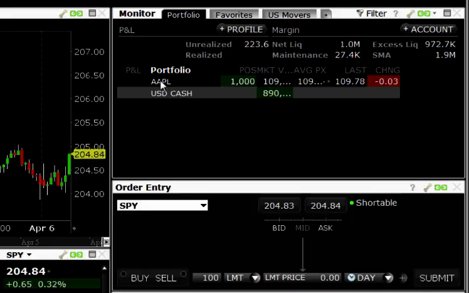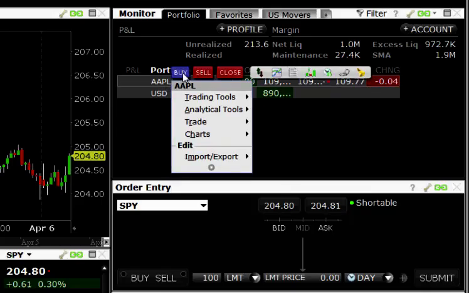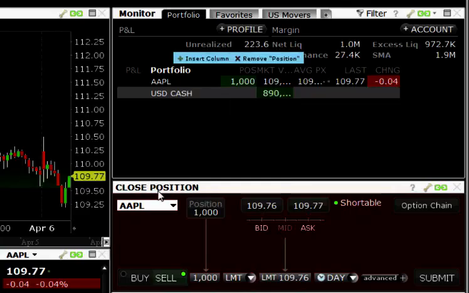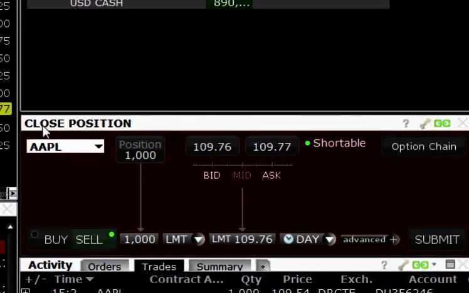So a really simple way of doing this is just to hover over the position and right click on your computer, and you'll be given three options: buy, sell or close. So we click on close, and look what happens to the order entry window. It turns to close position, and you can see it's going to close our Apple.